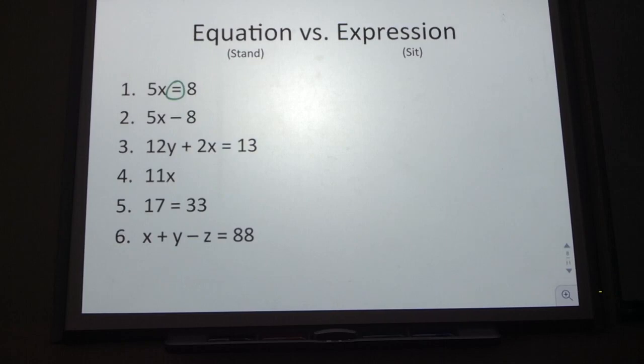Number 6. If you think it's an equation, go ahead and carefully, if you would like, step up onto your desk. If not, you can stay in your chair. It's fine. Be careful. Okay? All right, so we all know what an expression is and what an equation is. Okay, take a seat.